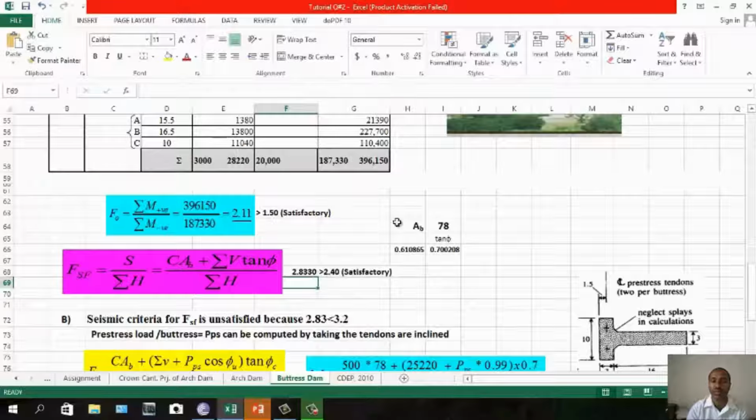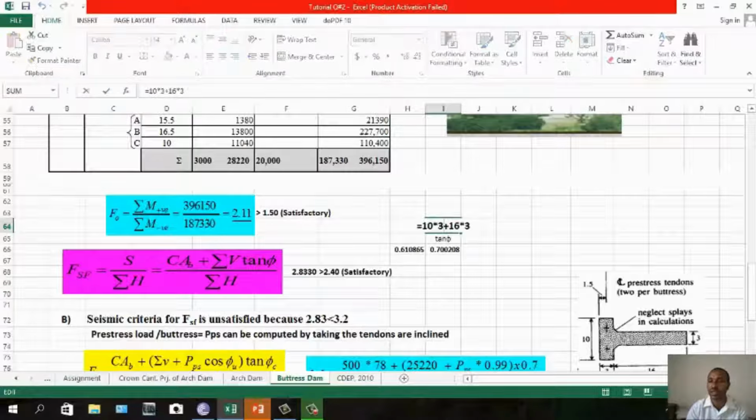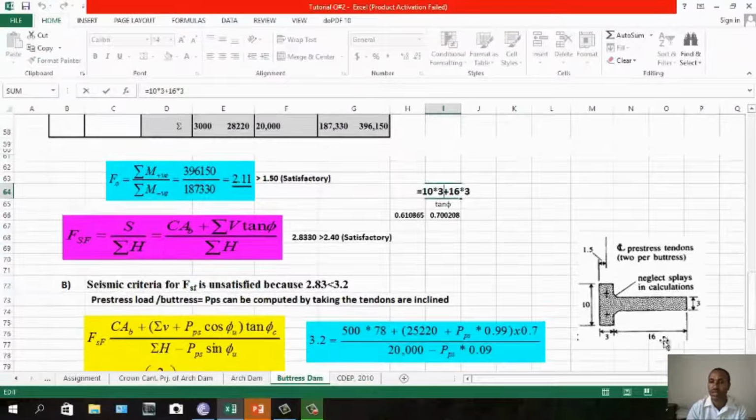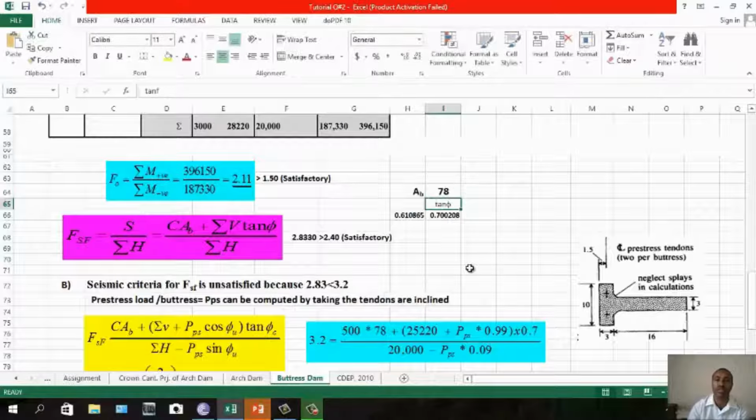But the area of the base, how do you get it? Simply multiply this one. You have 10 times 3. This is 10, then times the 3 meter dimension, plus this one. You get the area of the base contact for a single buttress. So 78, this is the area of the base.